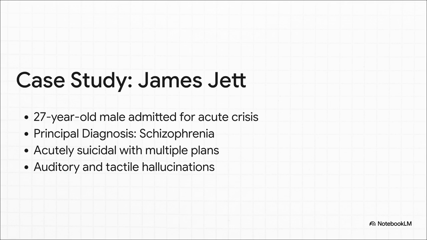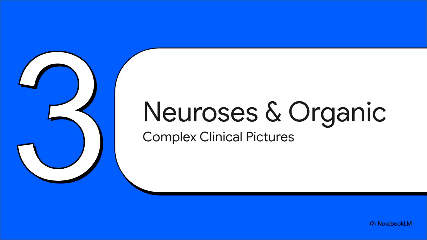Meet James Jett. He's a 27-year-old male admitted for an acute crisis, and his principal diagnosis is schizophrenia. The clinical drivers documented by his physician include being acutely suicidal with multiple plans, alongside new-onset auditory, olfactory, gustatory, and tactile hallucinations. Now, even with a history of crack and alcohol abuse, he's been sober for over 3 months. This ironclad documentation of acute suicidal ideation and multiple severe hallucinations perfectly supports the medical necessity for a psychosis DRG 885 grouping. Let's shift gears to Section 3, neuroses and organic disorders.